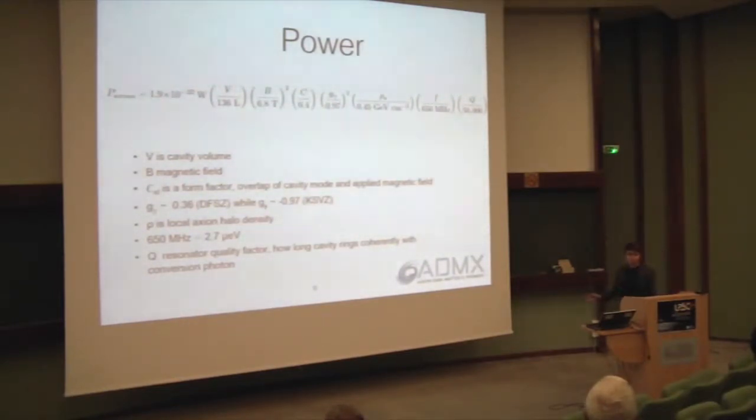There are many models for this. In particular, we usually speak about KSVZ and DFSZ. This power is based off of the KSVZ, which is slightly stronger coupling. However, DFSZ is also well motivated and attractive because it's compatible with the grand unified theory, but it's a weaker coupling, so it would mean less of a signal to detect and a harder experiment. Rho being the density of axions in our local halo, frequency set by the axion mass, and Q being the quality factor of our resonator, how good our resonant enhancement is.